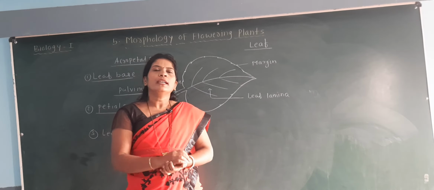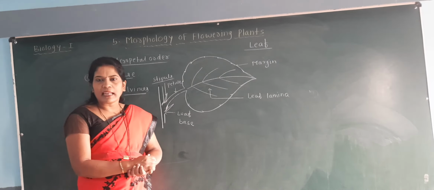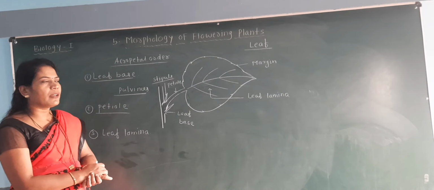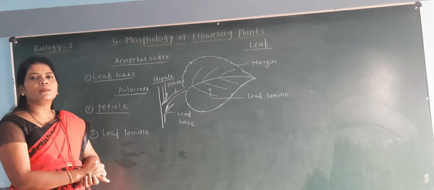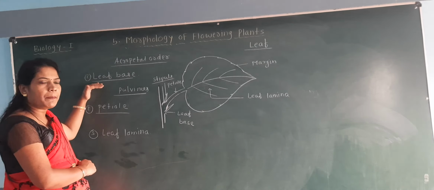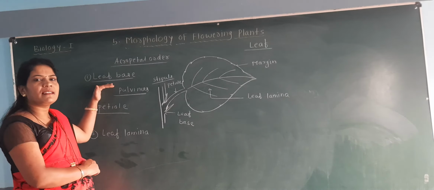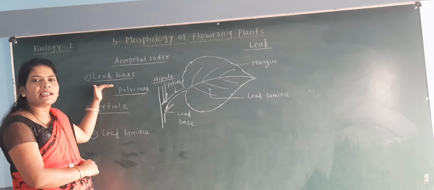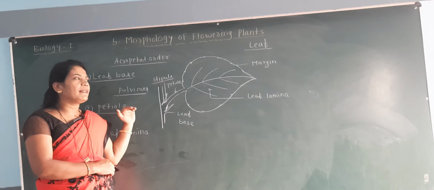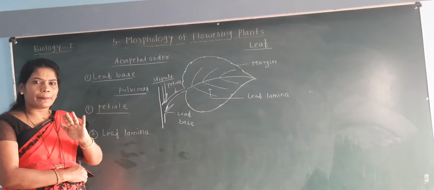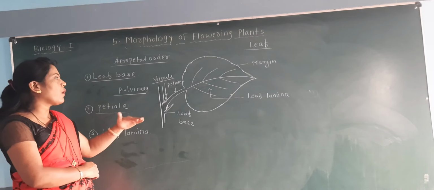ओके, सो हियर विल रिवाइज द इम्पॉर्टंट पार्ट ऑफ द लीफ स्ट्रक्चर, दॅट इज लीफ इज द इम्पॉर्टंट पार्ट फॉर द photosynthesis. The structure of the leaf consists of three parts: leaf base, petiole, and the leaf lamina. Leaf base is that part of the leaf where it attaches to the stem. At the site of the leaf base, in some plants, not in all plants, there may be a pointed outgrowth. That outgrowth is called as the stipule.